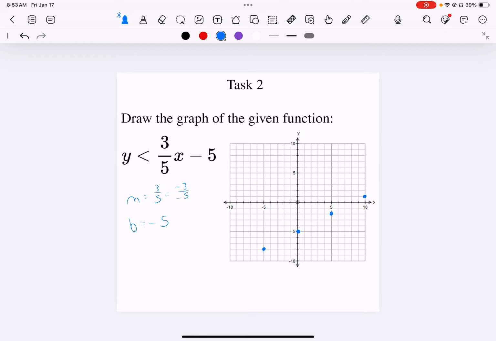Now again, since this is just less than, I'm going to draw a dotted line through my points, still put arrows on the end, and it's less than, so I'm going to shade everything that's less than or below my line, and then label it. y is less than 3/5 x minus 5.